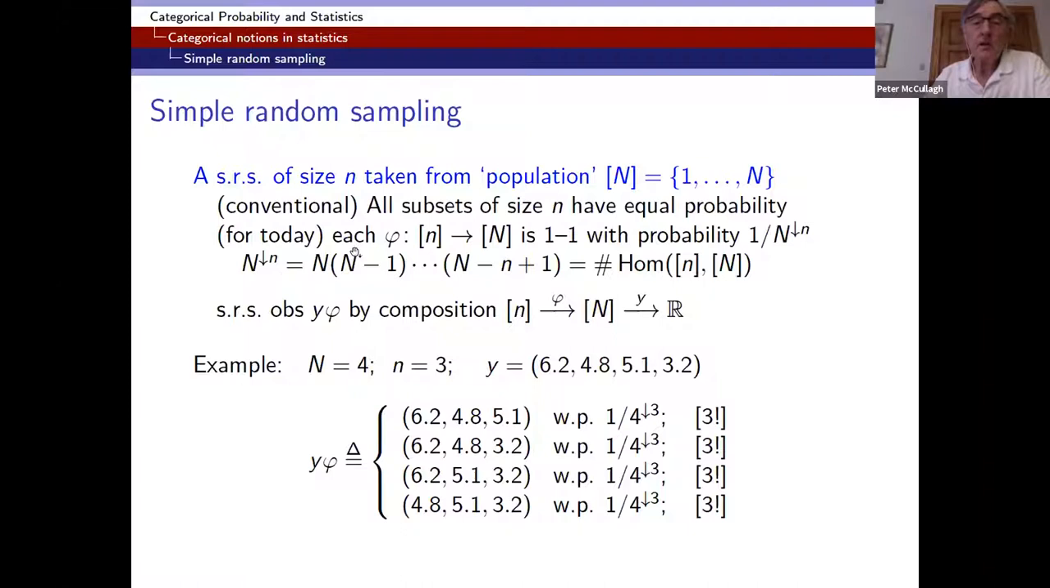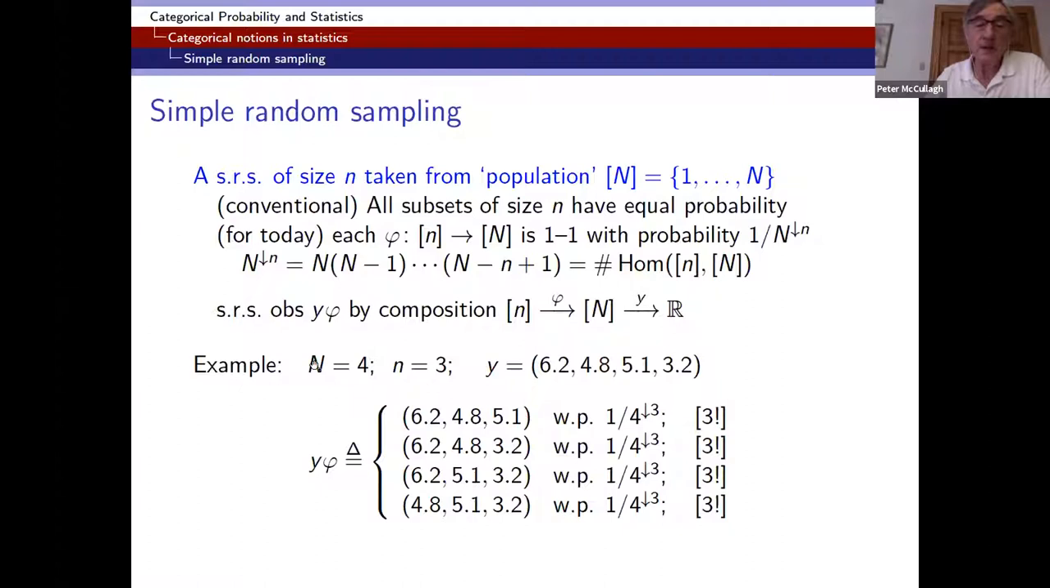Right, now, a simple random sample of size little n taken from a population of size capital N is just one of these maps chosen uniformly at random. And so the process is this function here from the population into the real numbers, and the simple random sample is this function, and then the simple random sample values are the composition.